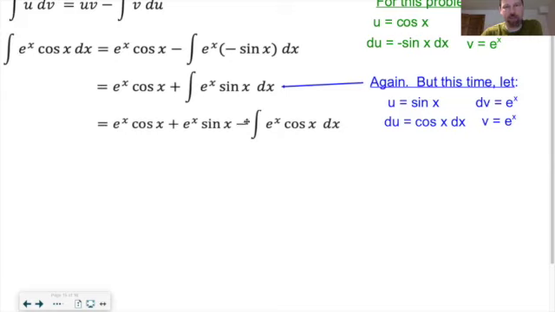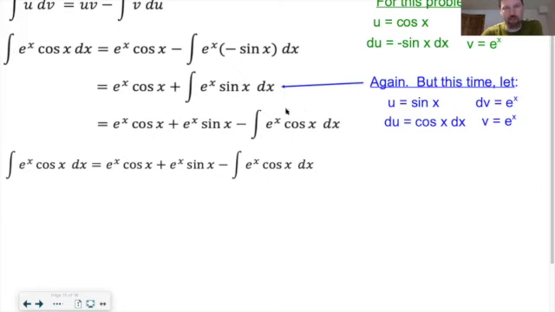Like, this is the integral I'm looking for, and that's what showed up again. I'm trying to find that same integral. I'm going to take this equation and rewrite it as a single line. So I know, based on what I've done, integration by parts twice, that the integral of e to the x cosine of x dx is going to equal this stuff minus the integral of e to the x cosine of x dx, minus the same stuff.